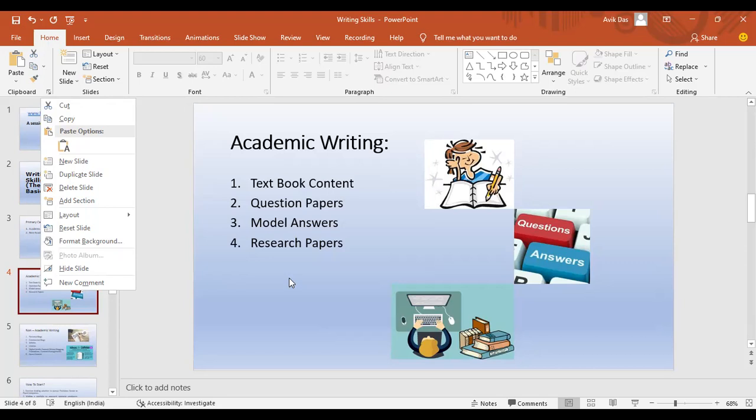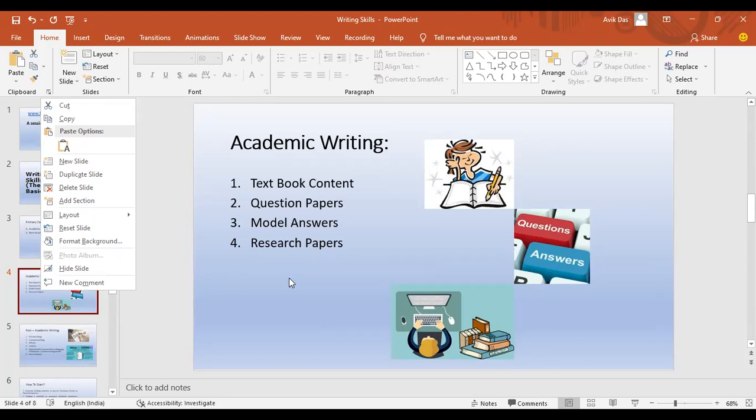Then comes the model answers. The questions you have framed, if you are providing a model answer for those questions, that is also another skill. The way the students are expected to write a particular answer is also very important. You cannot just take some content from the textbook and copy and paste it. You have to write in your own words. So that skill comes under model answers.